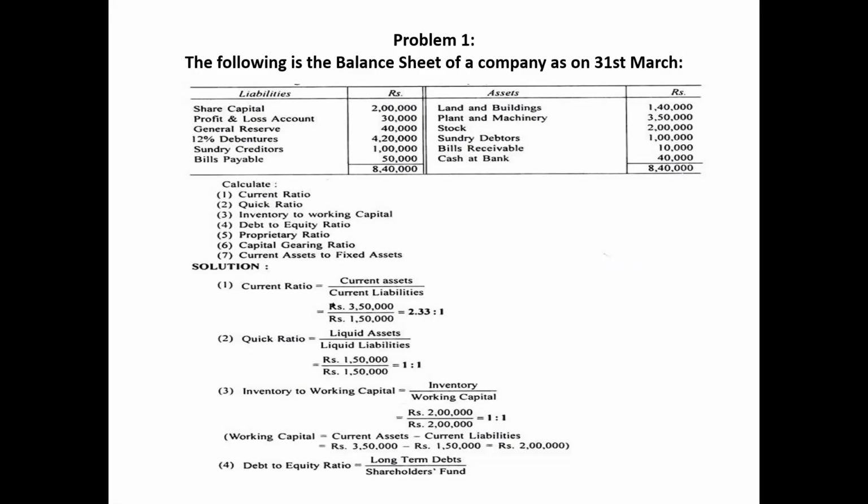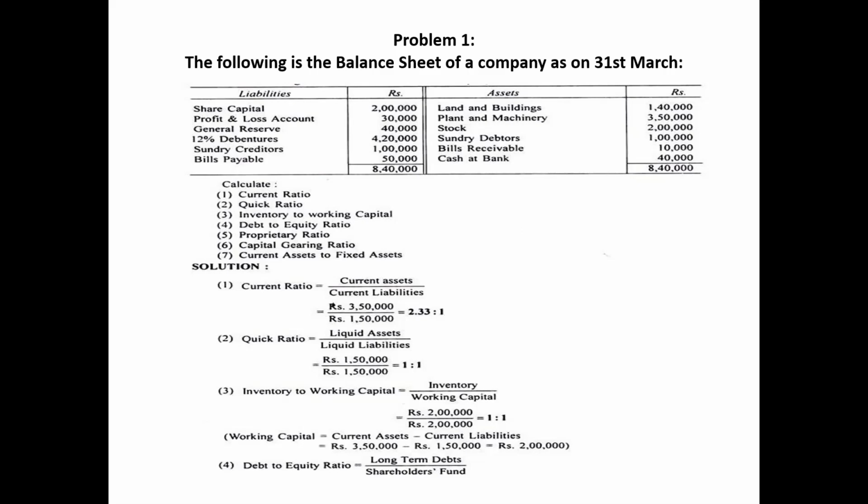You have to add up all this. So you get current assets as 3,50,000 and current liabilities as 1,50,000. So ratio is, you have to divide it. So ratio is 2.33 is to 1. So the main task over here is identifying your current assets and current liabilities, right?